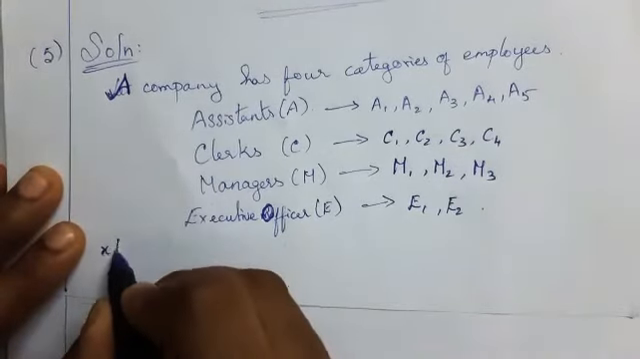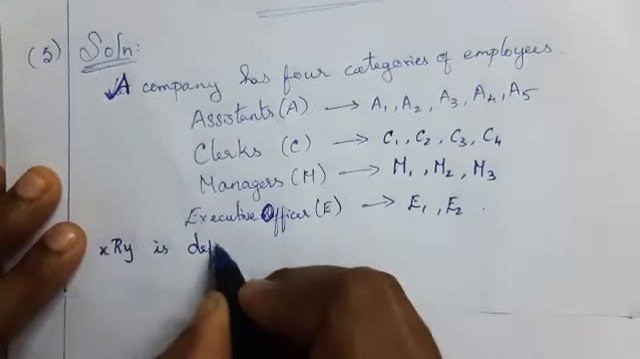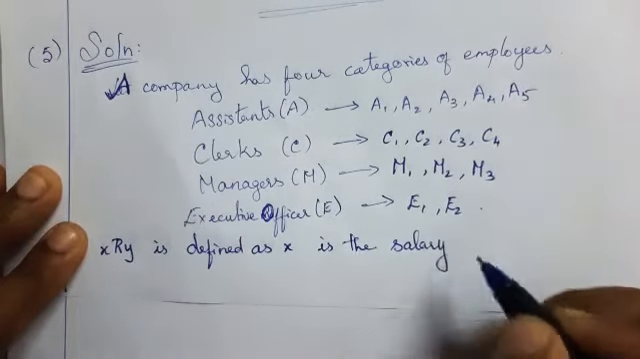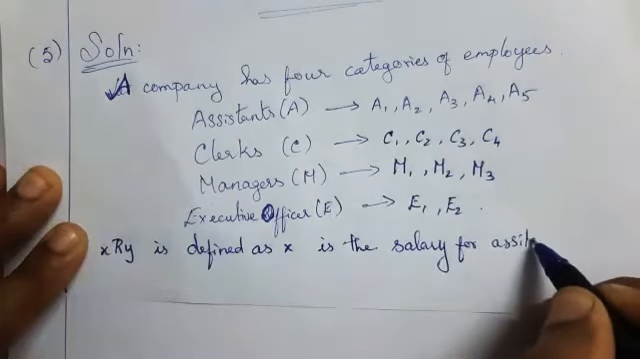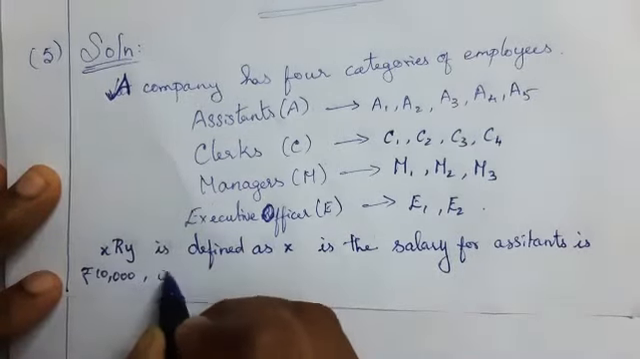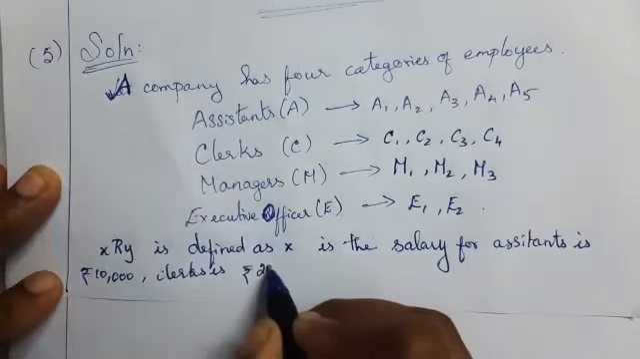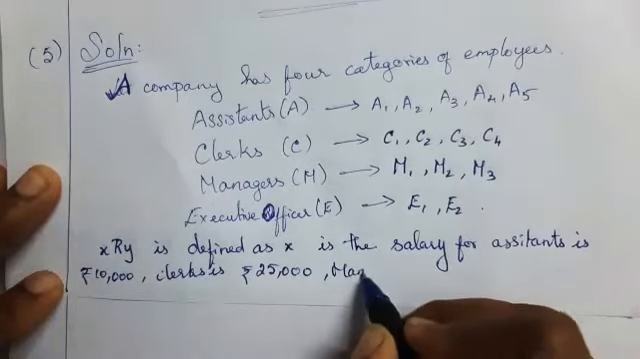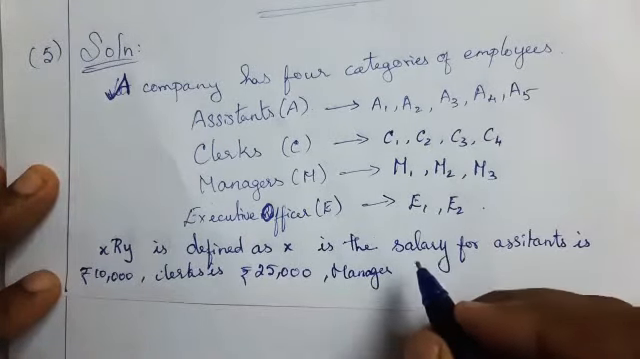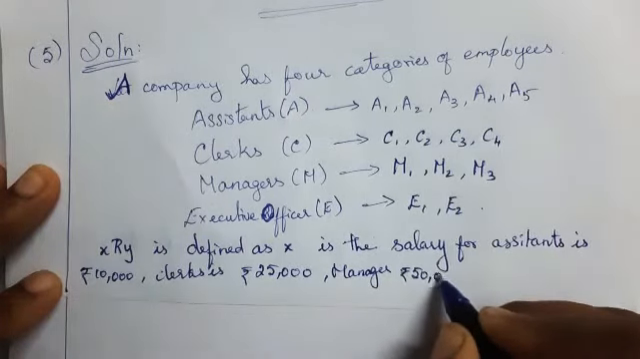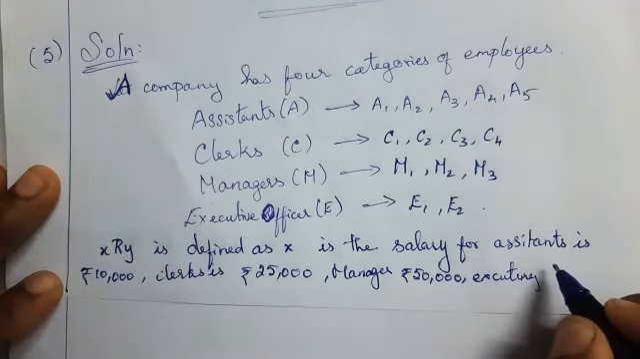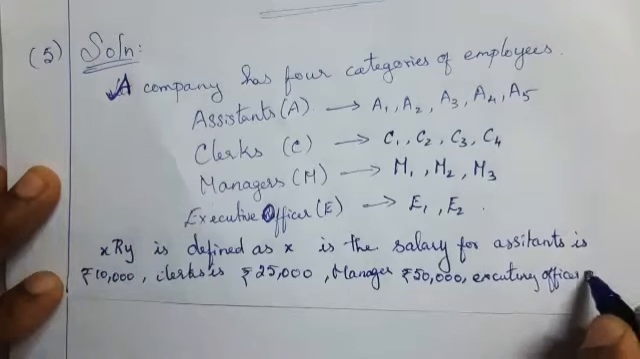They are given small x capital R y is defined as small x is the salary of, small x is the salary for assistants is rupees 10,000, clerks is rupees 25,000, manager rupees 50,000 and for executive officer rupees 1 lakh.